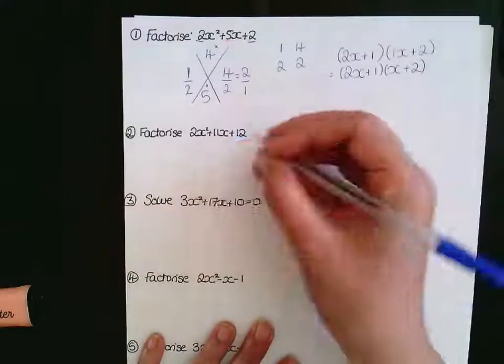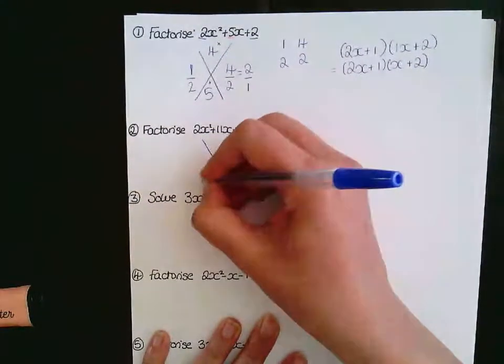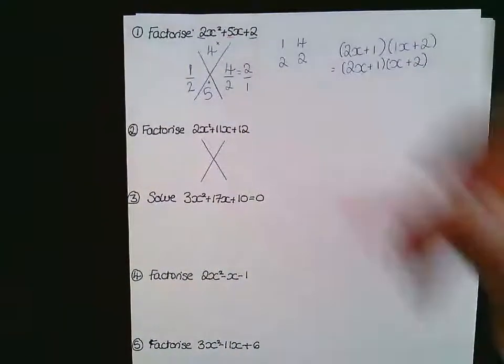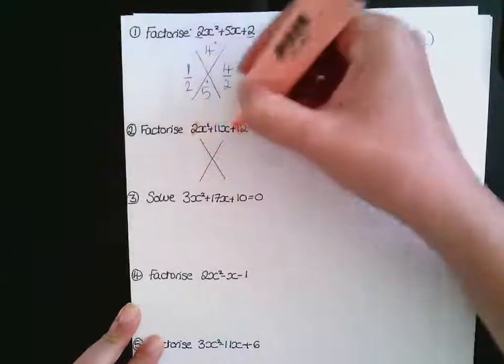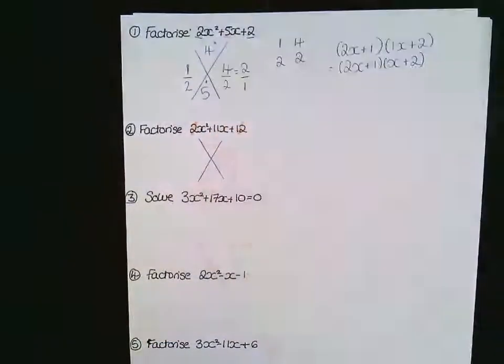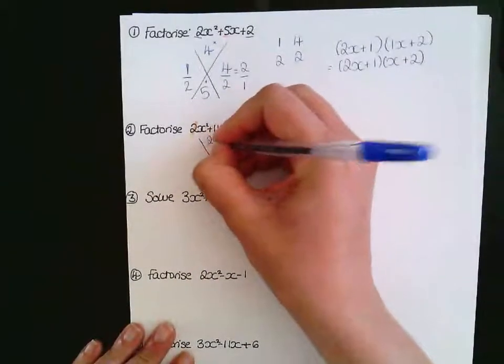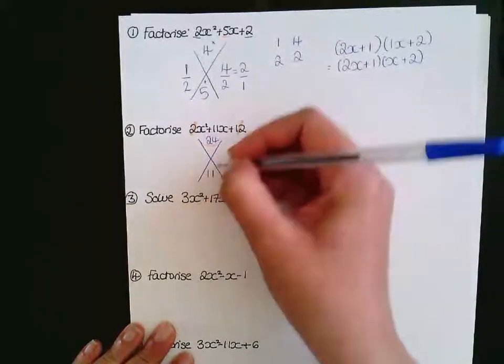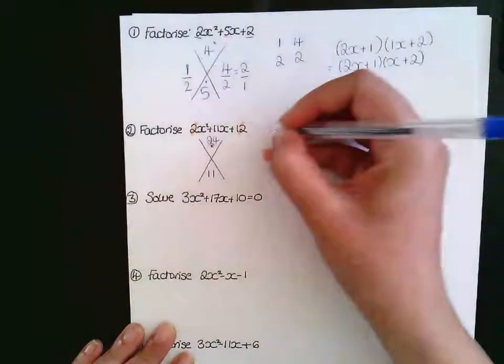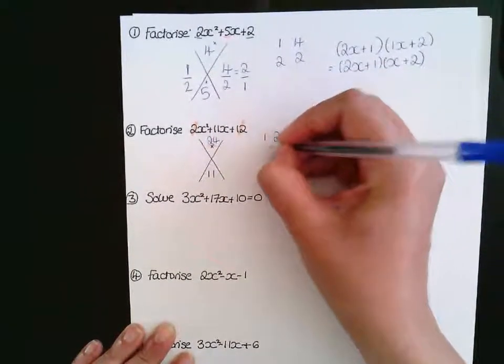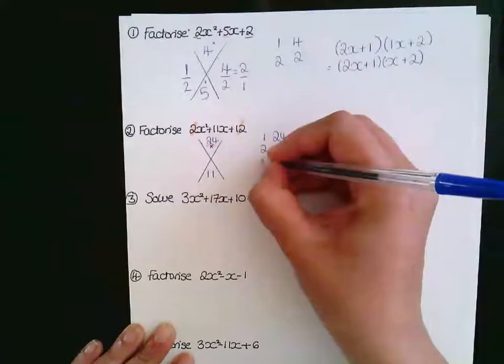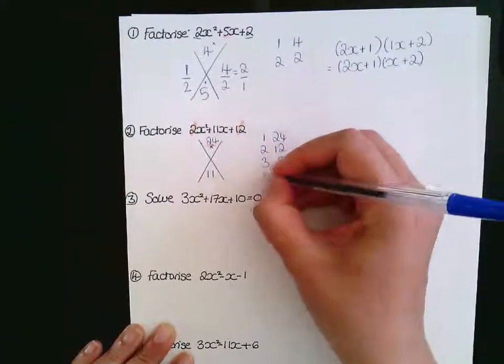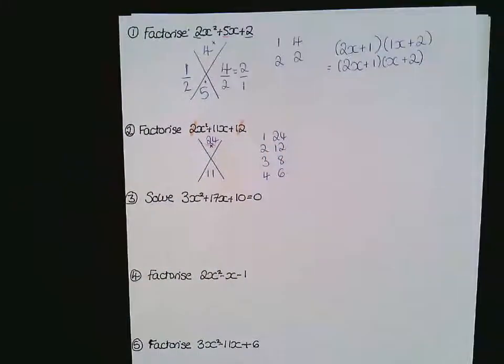This one again just says factorise. So I'm going to start off like before. A and C go here. So A times C is 24. And the number in the middle goes at the bottom. And we're looking to multiply to get the number at the top. So let's look at our choices. Which pair make the number at the bottom?